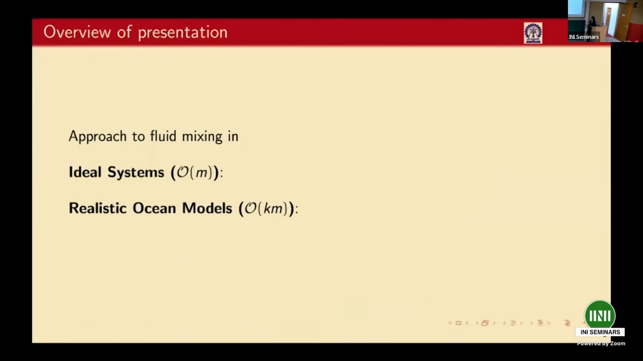Like I said, I'll first talk about some ideal systems. By ideal systems, I mean very small scale systems, maybe of the order of meter scale, where we just concentrate on the physics of the flow and nothing more computational. And then I will show how fluid mixing is studied in ocean models, where you really have to think about how the gridding, the meshing is done, and all that sort of stuff.